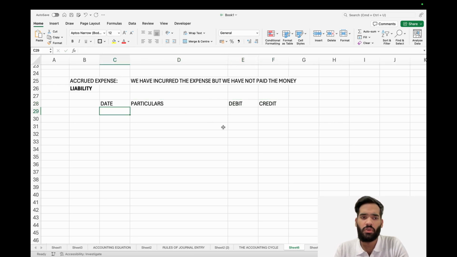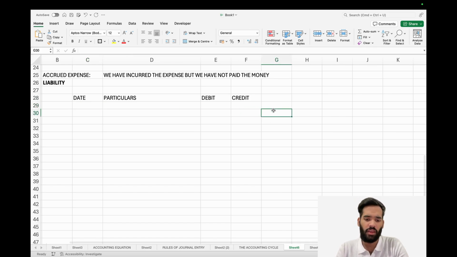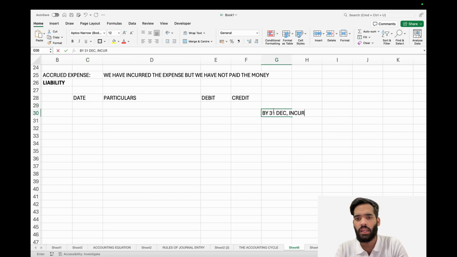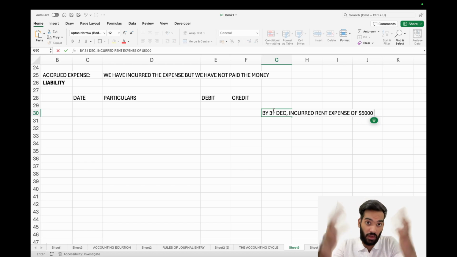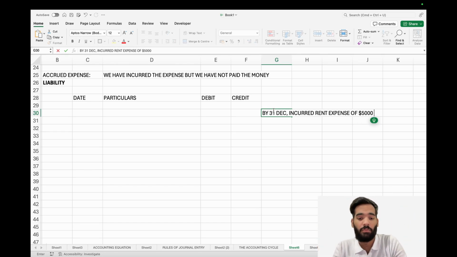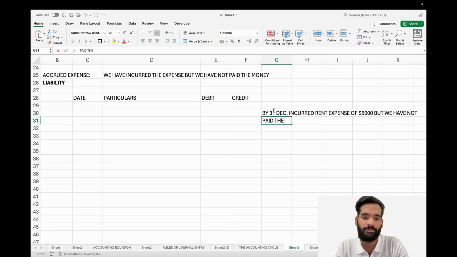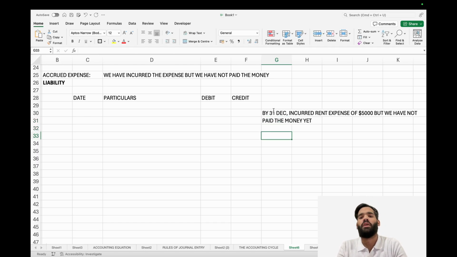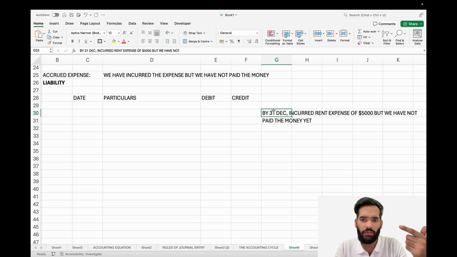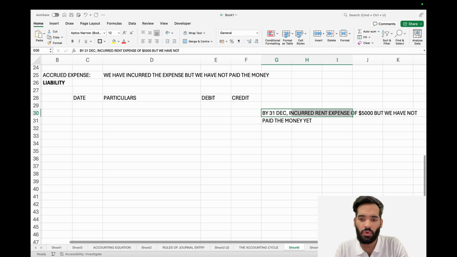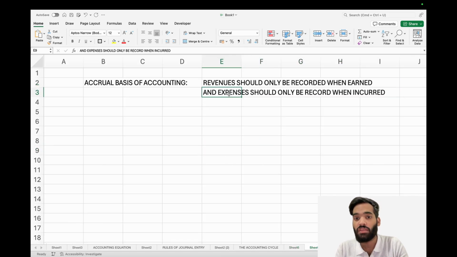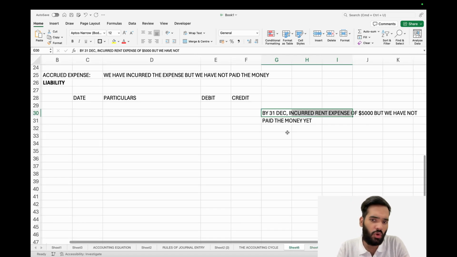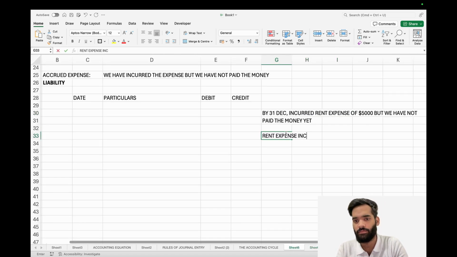So what does the entry look like? Let me give you an example. Let's say by 31st of December, we incurred rent expense of $5,000, meaning we lived in the building for that month, but we have not paid the money yet. Okay. So of course, one thing is clear. I have used the expense, and the rule of accrual basis of accounting was that expenses should be recorded when they've been used. So in this case, one thing is a no-brainer. My rent expense will go up.